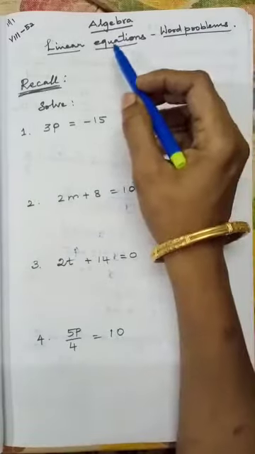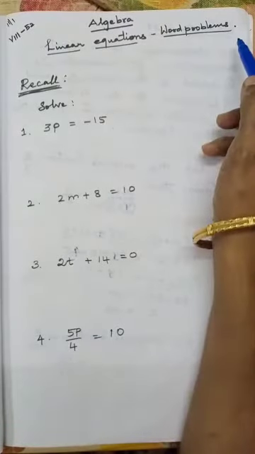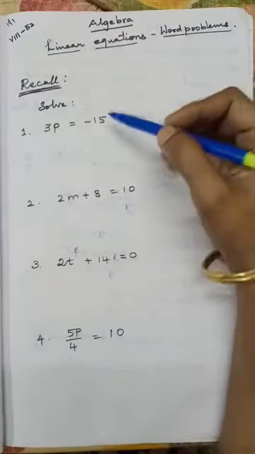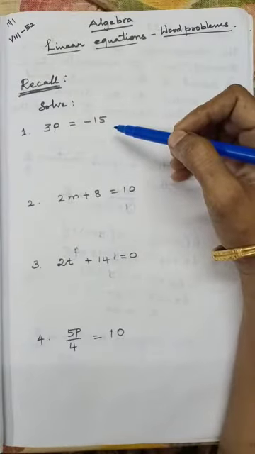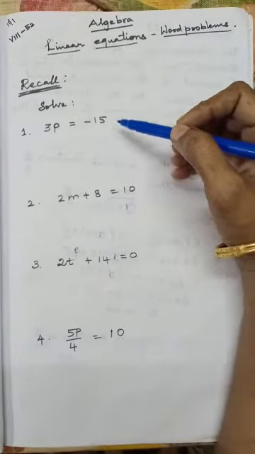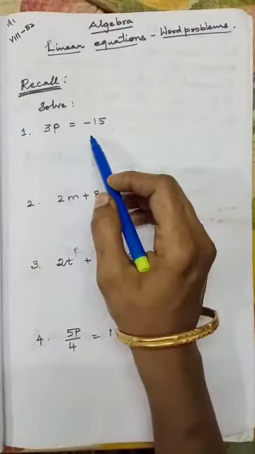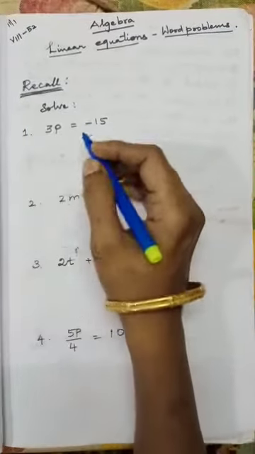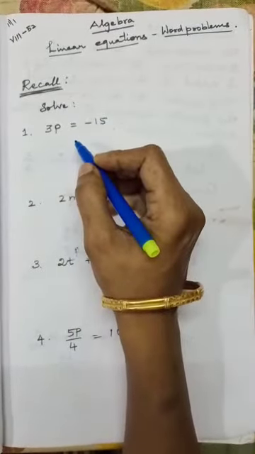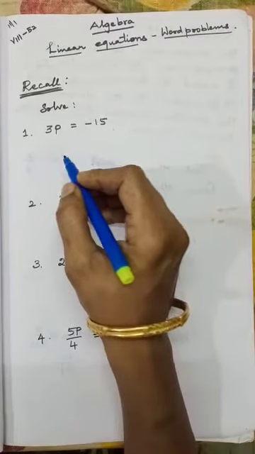Today we'll see algebra linear equation word problems. Okay. We shall recall how to solve the linear equation. First question, 3p is equal to minus 15. So we have to find the value of p here, that is the unknown.